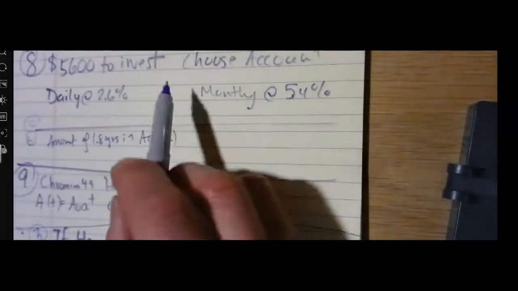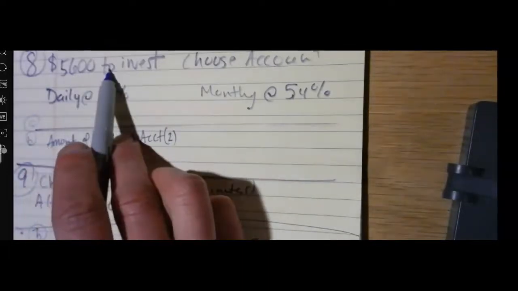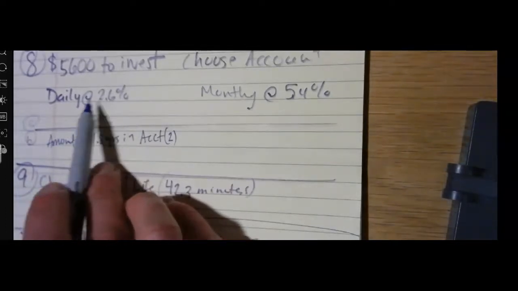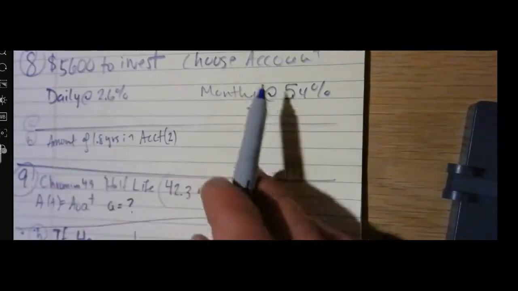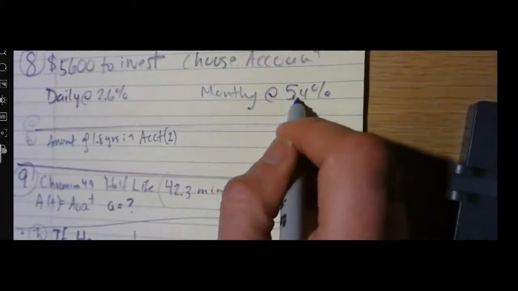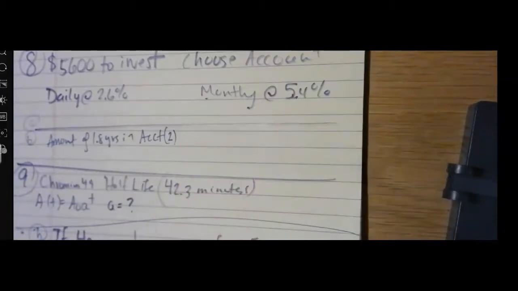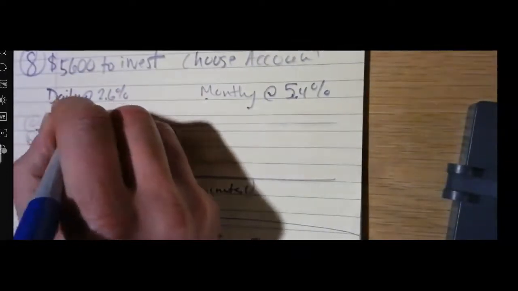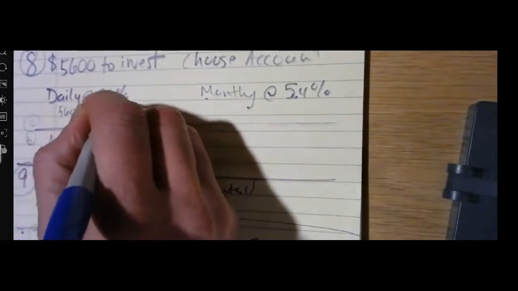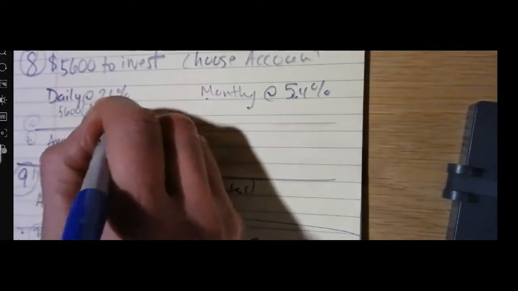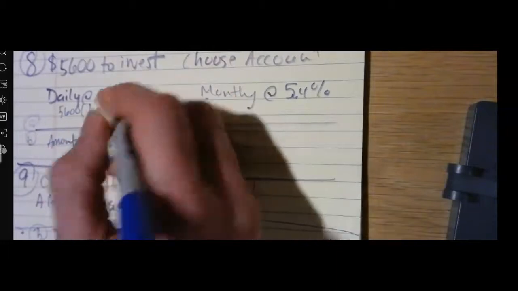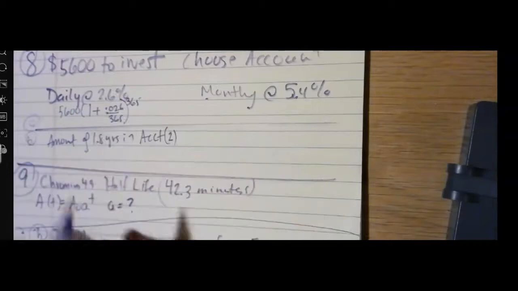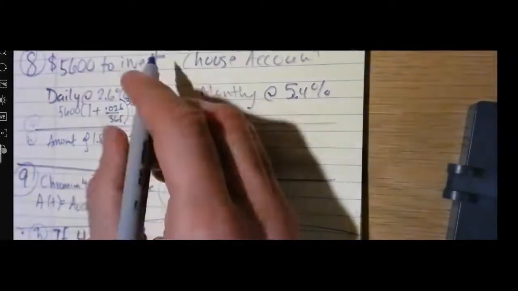All right, well, in this problem, number 8, we have $5,600 to invest, and we could either choose an account that gives us 2.6% but gives us daily interest versus an account that gives us 5.4% but only gives us interest monthly. So what we need to do there is take the 5,600 times 1 plus the rate, which is 0.026. You have to enter that as a decimal, over 365 because it's 365 days in a year. Let's just do 1 year just to compare. They didn't say how much time, so we're just going to take 1 year.